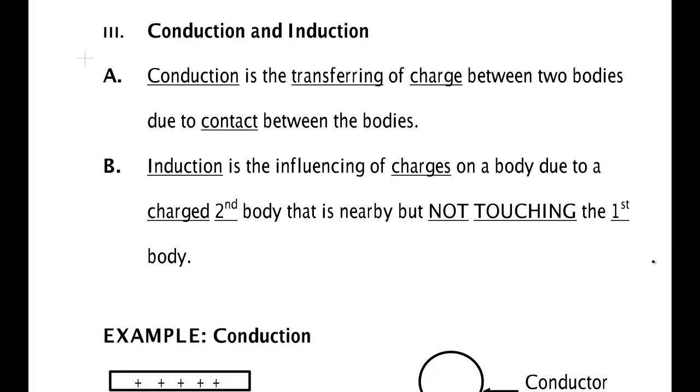In this video, we're going to talk about how to charge an object, that is, create a slight imbalance in the amount of charge on an object. There are a couple of ways to charge something. One is called conduction, and the other one is induction. Conduction is the transferring of charge between two bodies due to contact. Keyword, contact. If the objects do not touch, then you are not doing conduction.